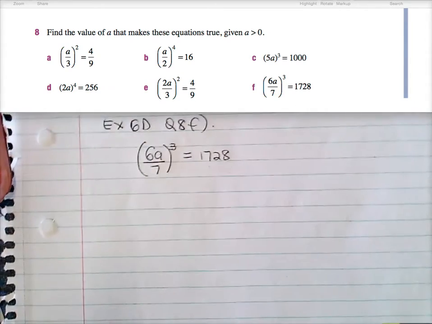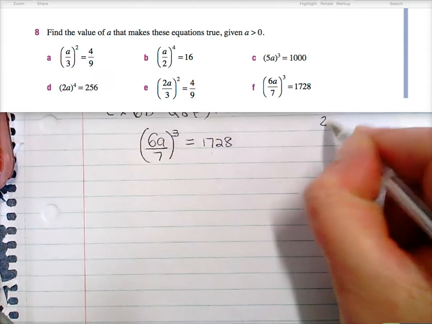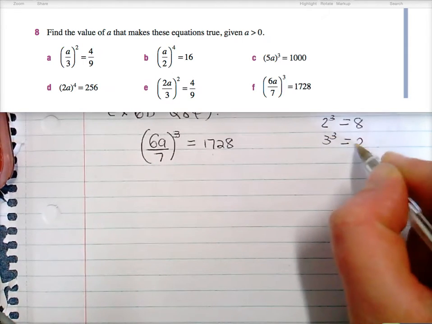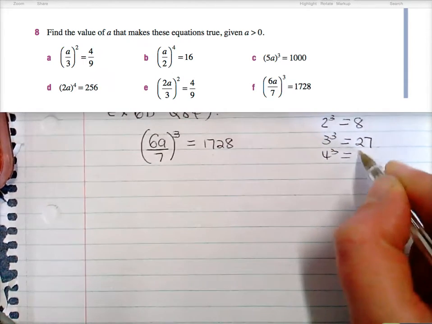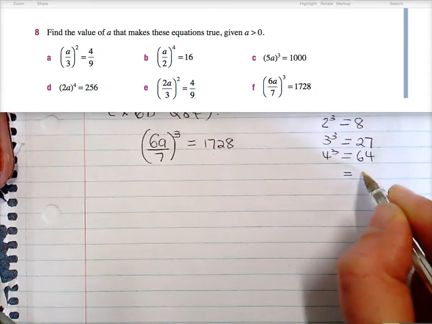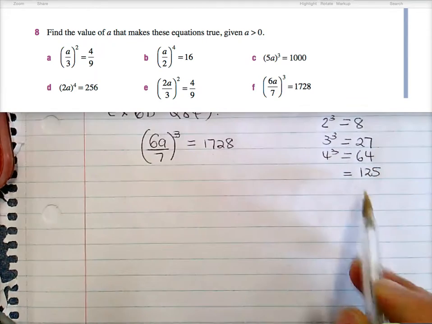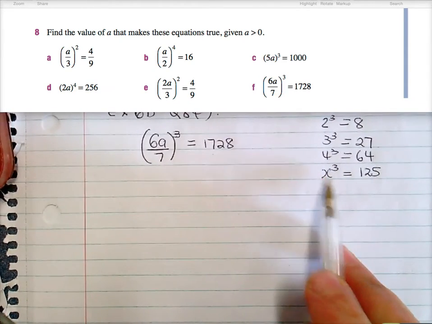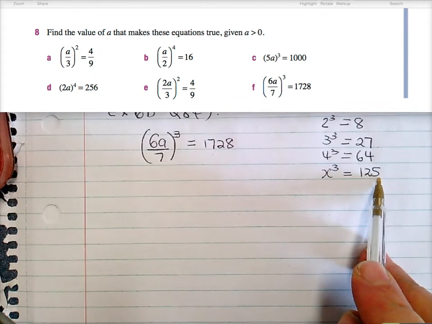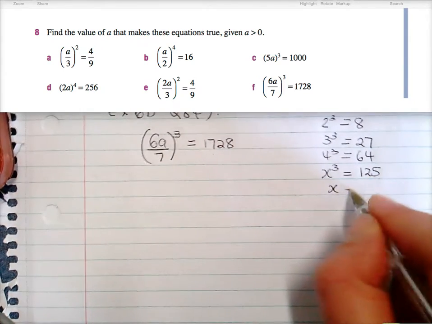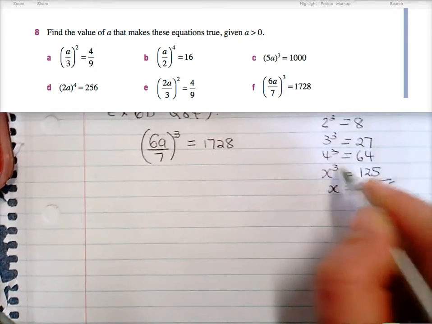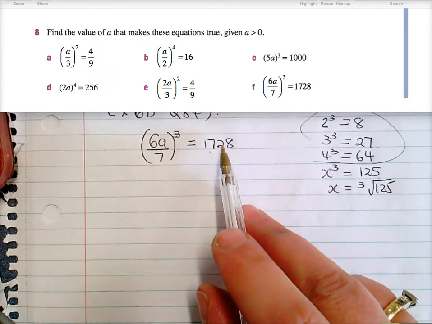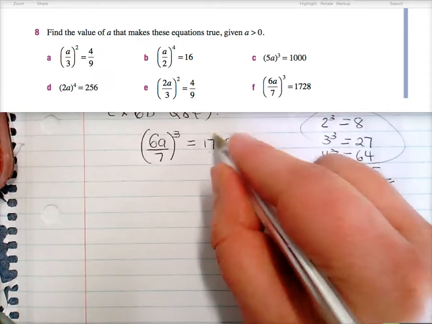So you can try. For example, what's 2 cubed? 8. What's 3 cubed? 4 cubed, etc. 64. You know that 5 cubed is 125, but what if you don't know what the x is? X cubed is 125, so isn't x the cube root of 125? So girls, why don't you do the cube root of 1728 here and find out what that is? But write that as something cubed.